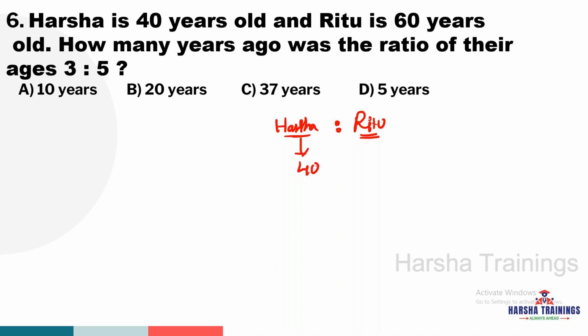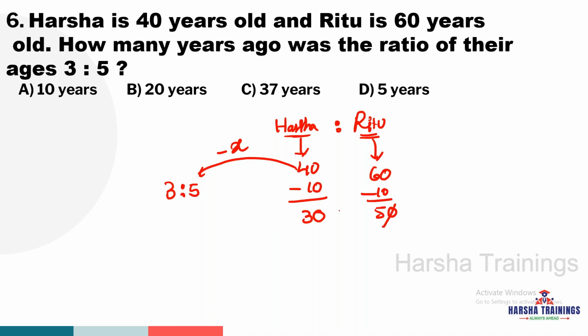Harsha is how many years old? 40 years old. And Ritu is how many years old? 60 years old. How many years ago? Ago means minus. How many years, we don't know, like X. But the ratio is given, 3:5. We are going with option verification. First option is 10 years ago, meaning minus: 40 minus 10 is 30, 60 minus 10 is 50. The zeros cancel, and the final ratio is 3:5. That's why the first option is the right answer. 10 years ago, their ages were in the ratio 3:5. The first option is satisfied. Is it clear, all of you?